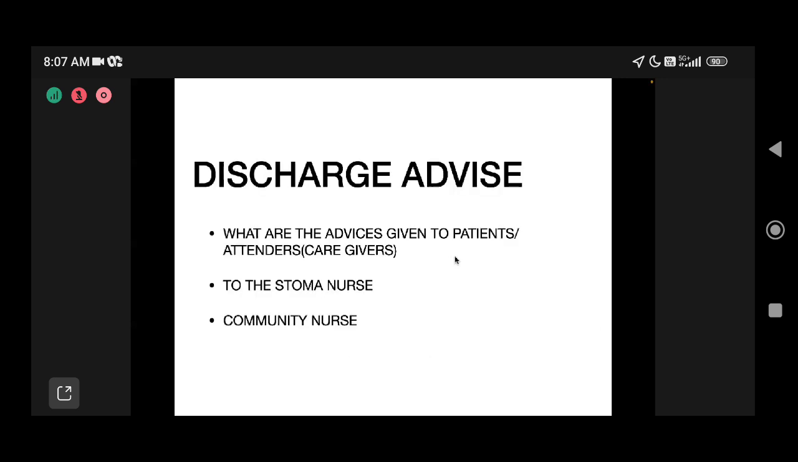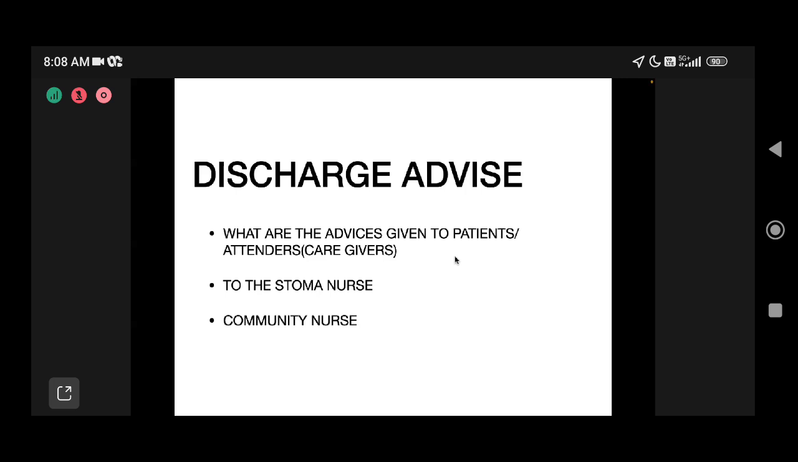So we should also look at what are the advices we need to give to the patient post hospitalization. Post-discharge advice is very, very important. This has to be told in depth to each patient, and sufficient time has to be given for explanation. What are the advices given to the patients and attendant is most important?